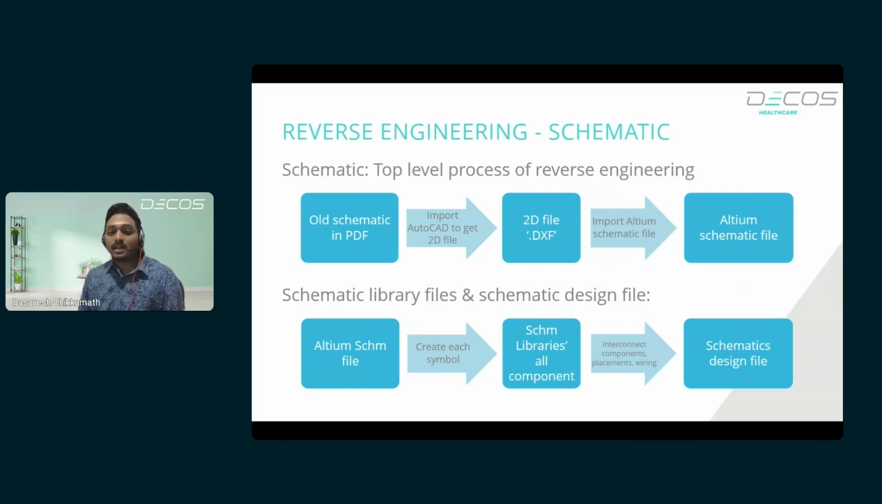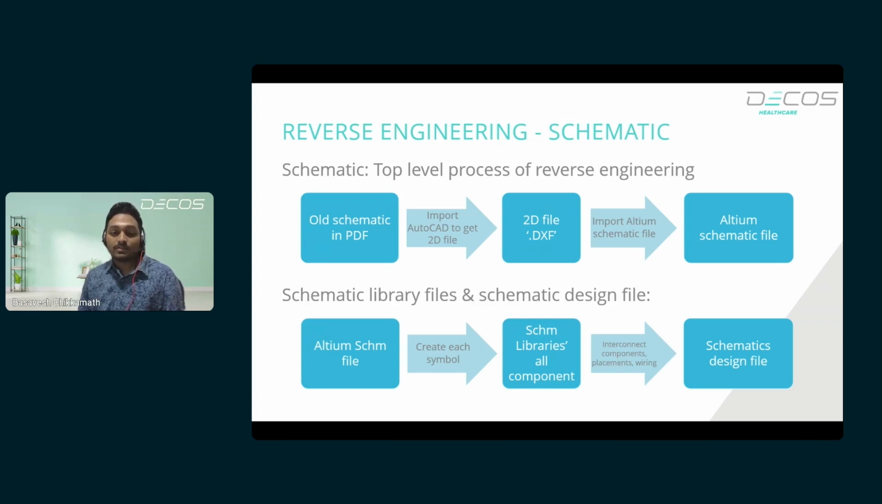At first, let us understand the steps followed for reverse engineering of schematic on a top level. Now we have a schematic available with us, but only in PDF format. To convert the PDF schematic to a CAD design format, we'll import the old schematic PDF into AutoCAD to convert it into a 2D format. That 2D format can easily be exported from AutoCAD in DXF format. We can easily import the DXF to Altium with straightforward options, which we will be seeing during the demo.